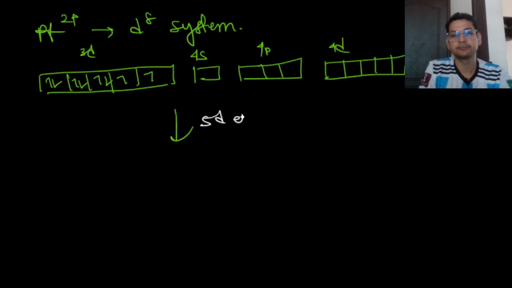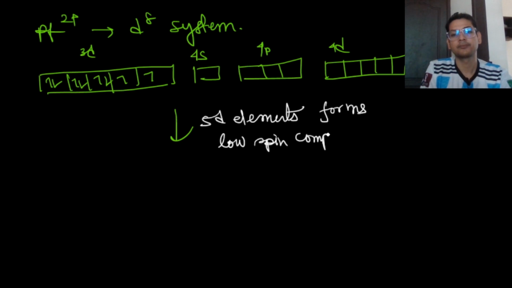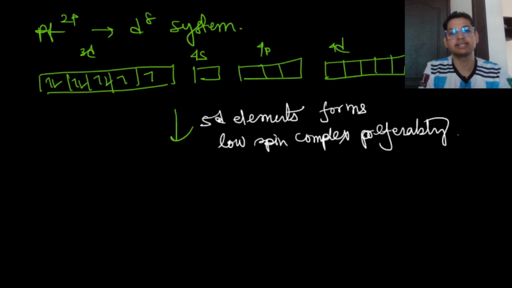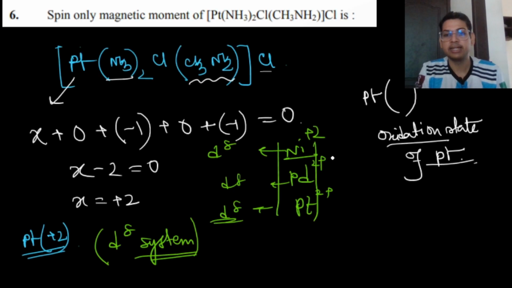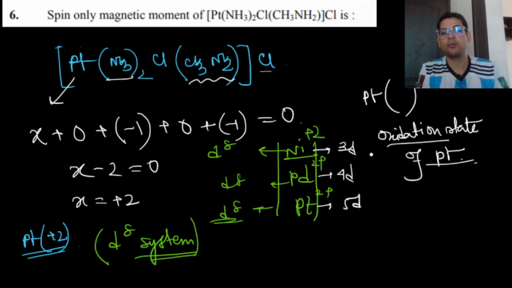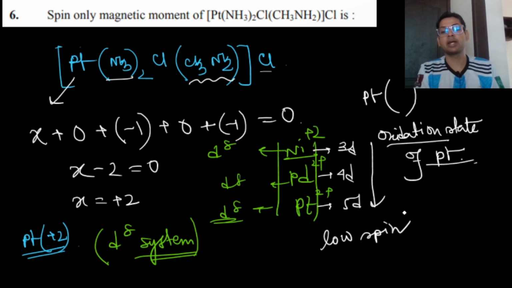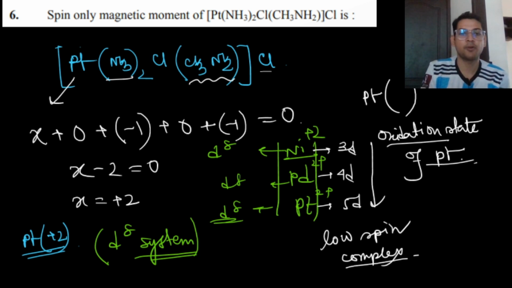I don't know if it is required or not, but always remember, 5d elements form low spin complex, preferably 5d series. That means Pt. Sir, why is it 5d series? Nickel is 3d, palladium is 4d, platinum is 5d. As you are going down this group, low spin complex is forming more and more.